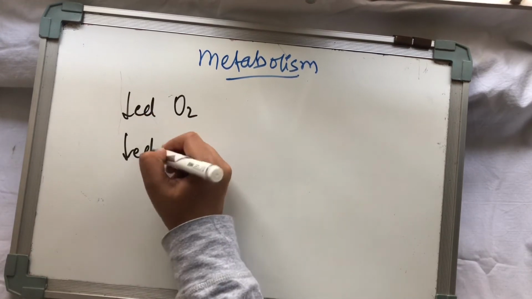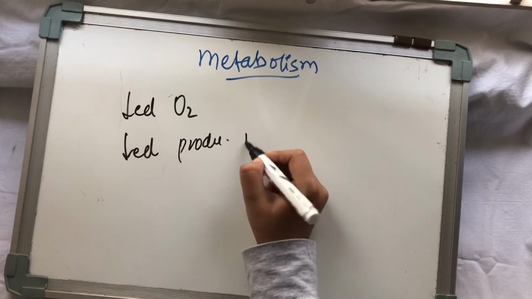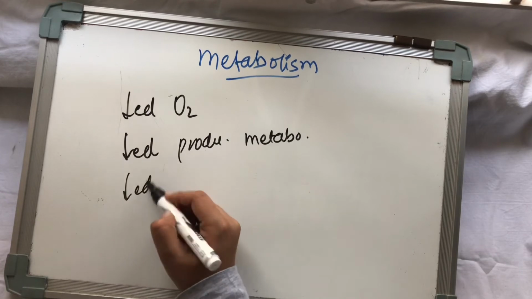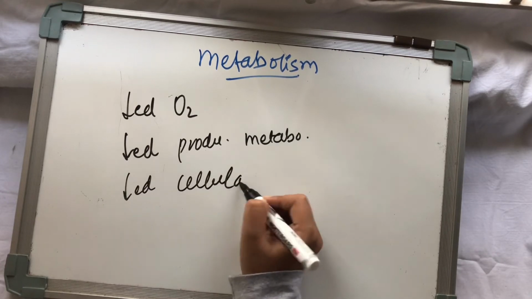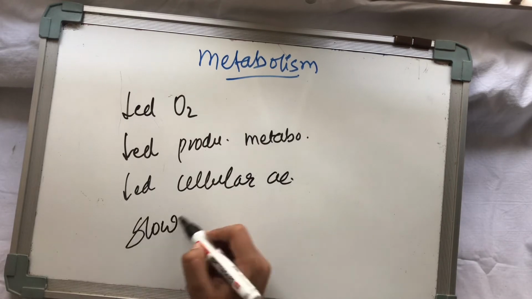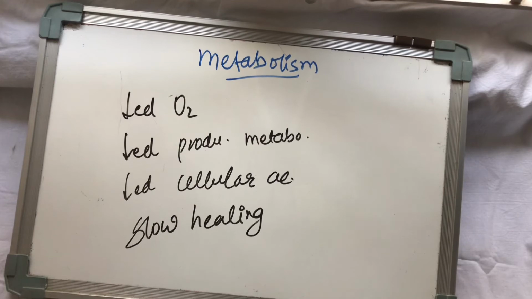Now let's move on to metabolism. A major reason for cooling living tissue is to reduce local metabolism, as there is reduced oxygen supply, reduced production of metabolites, and reduced cellular activity. Thus, slow healing can occur.